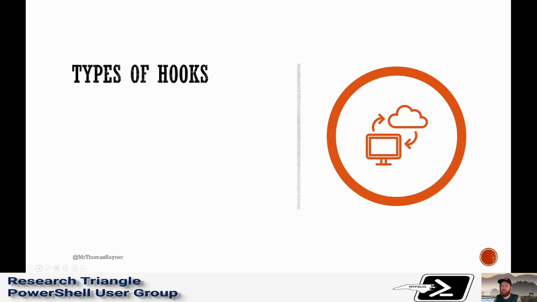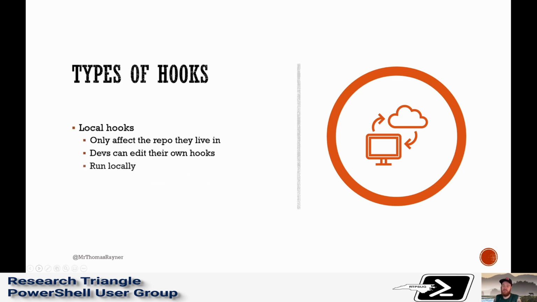So we should first talk about types of hooks, right? The first is local hooks. These only affect the repo that they live in. And by repo, I mean the local copy of the repo.